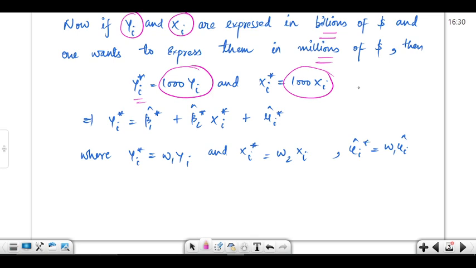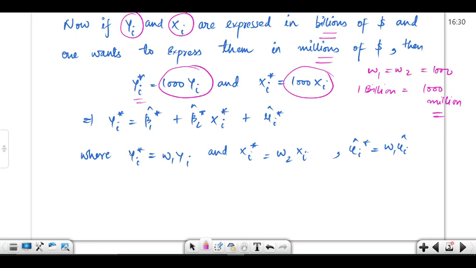I know that 1 billion is equal to 1,000 million. So I've changed both the scale and the units of measurement. Now I'm measuring the units in millions, so I've changed the units from billions to millions, and the scale has also changed. Now my variables are being multiplied by a factor of 1,000. So in here your w1 is equal to w2, which is equal to 1000.